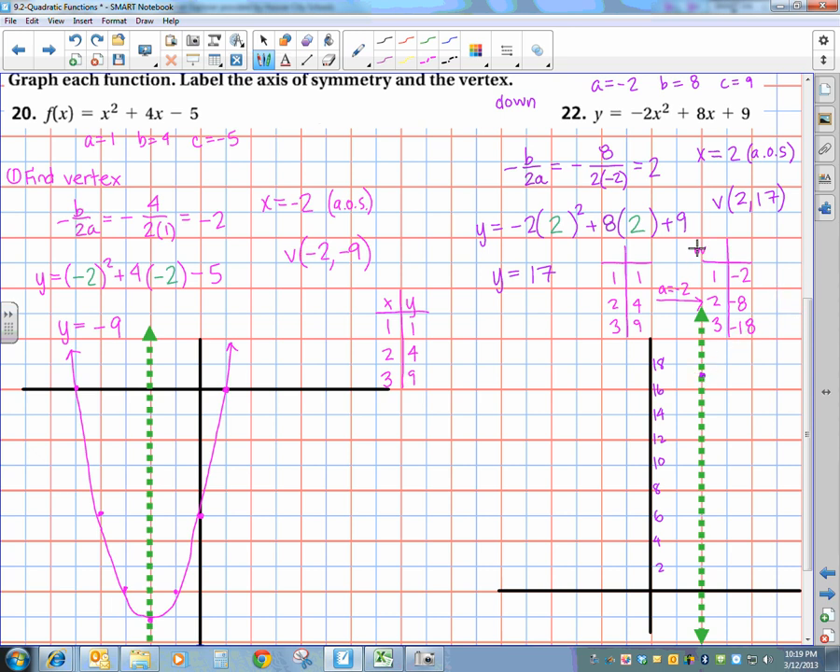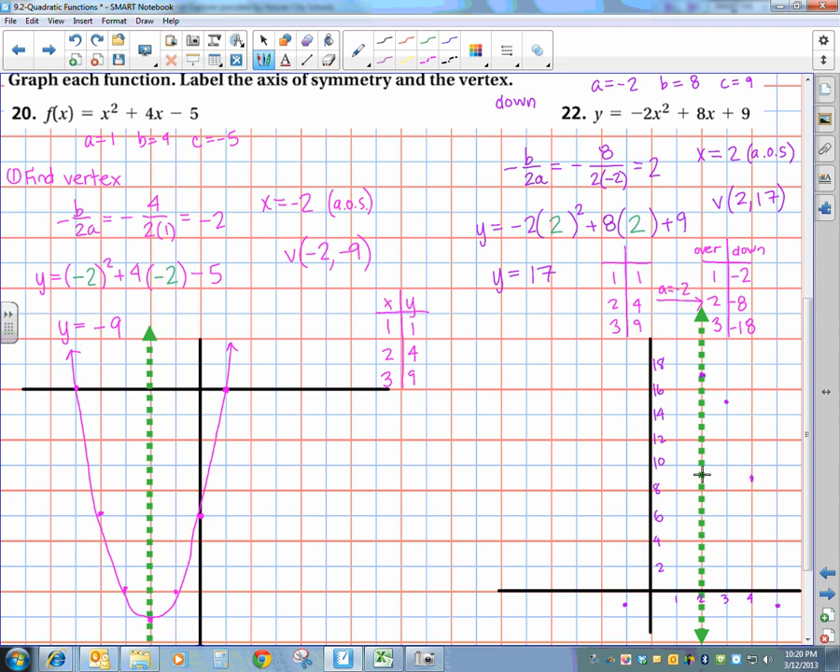Again, this time we're going to go over and down from the vertex. So here's my vertex. If I go one by ones here, let's label that so we don't forget. 1, 2, 3. From this point, if I go over 1, I'm going down 2. If I go over 2, I'm going down 8. If I'm going over 3, I'm going down 18. And once I get to that third one, I'm going to count over to my axis of symmetry. 1, 2, 3.